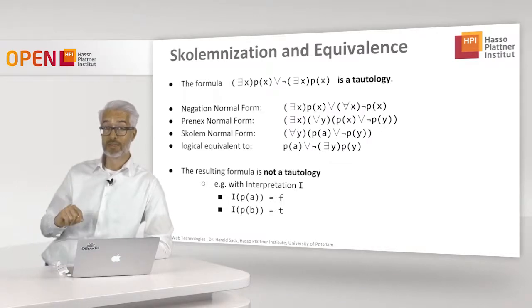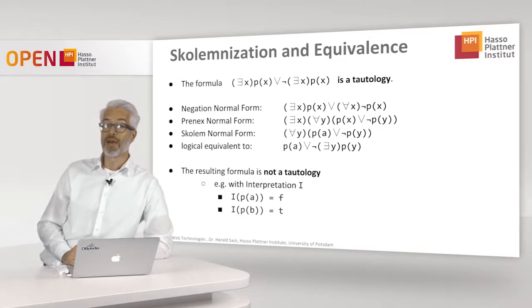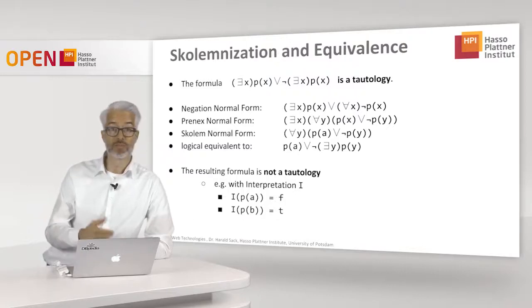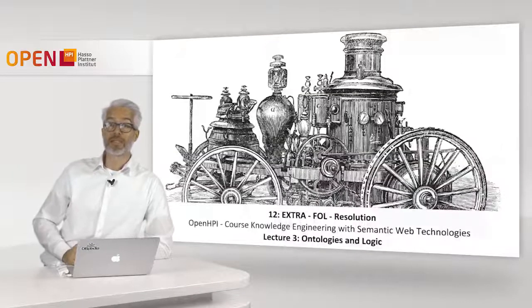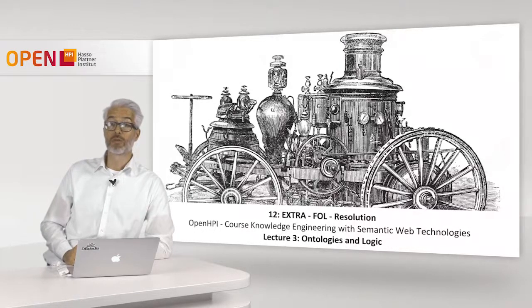But the point is, what I've shown you on the slide before, that if f is a contradiction, then after the Skolemization, the resulting form still is a contradiction. And we will use this for our proof algorithm that we will show in the next part of the lecture, which is the so-called resolution algorithm.